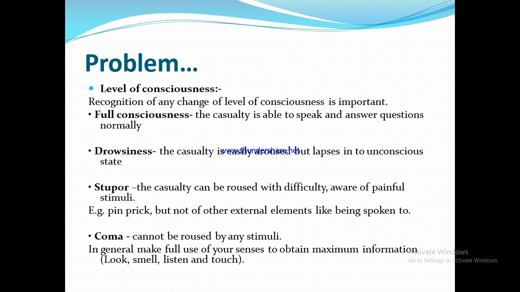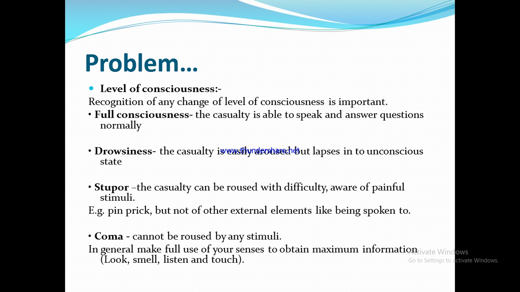The conscious casualty can easily talk and communicate with you or with any other person at the place. And there will be drowsiness. Drowsiness is when the person can be unconscious but easily aroused. You can arouse him, you can wake him up, but immediately he will return to his unconsciousness.